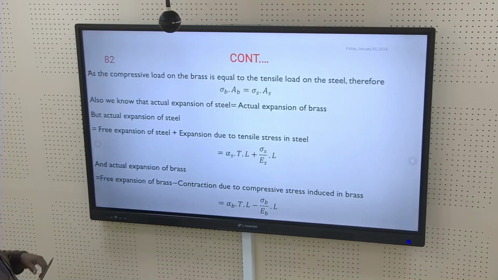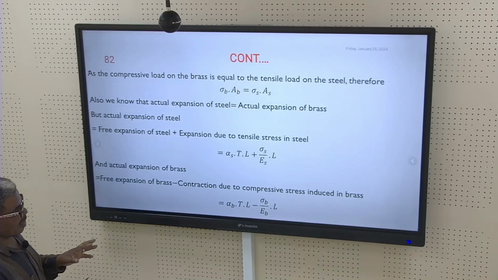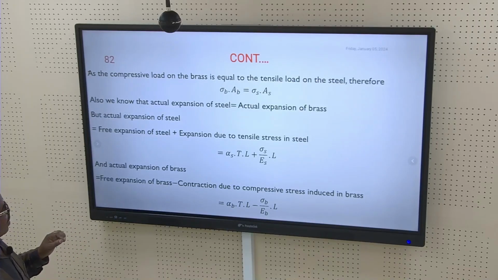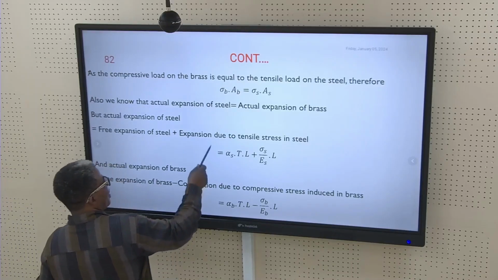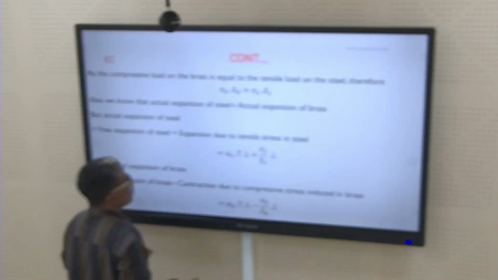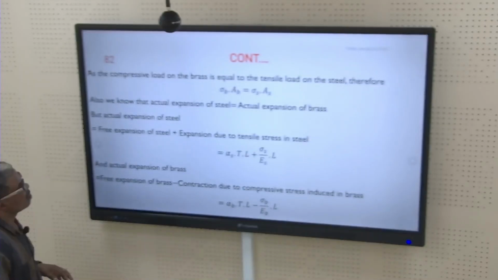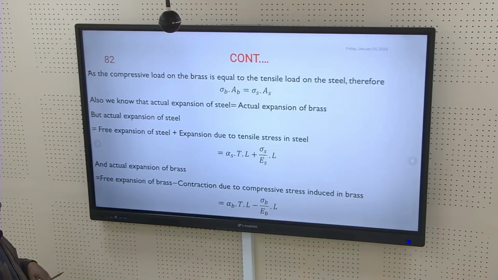As the compressive load on the brass is equal to the tensile load on the steel, therefore you can equate in that way. As the compressive load on the brass is equal to the tensile load on the steel, therefore one can come up with such kind of expression for the brass and the steel.